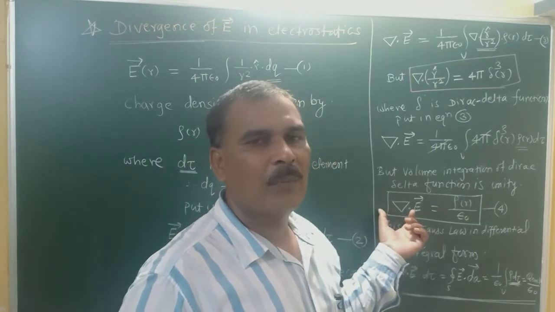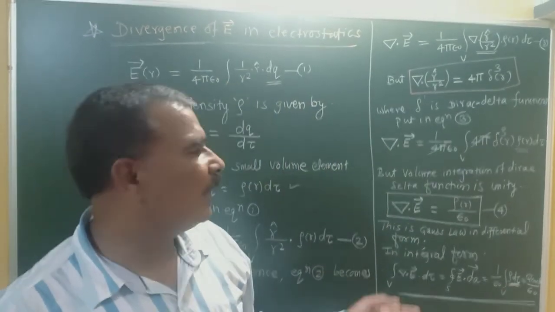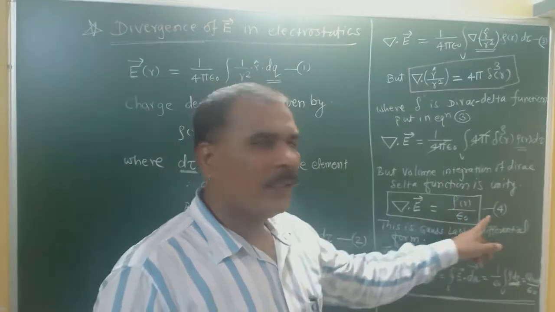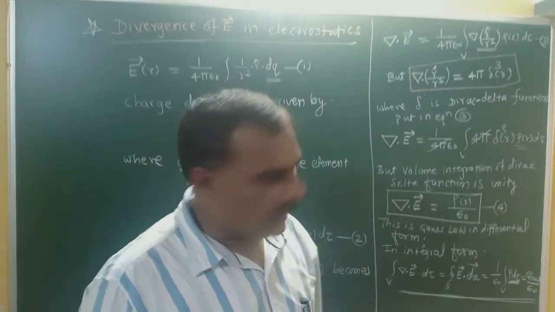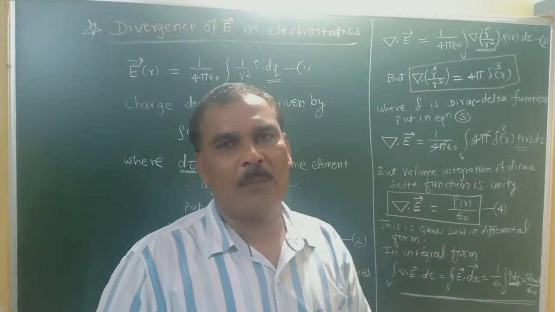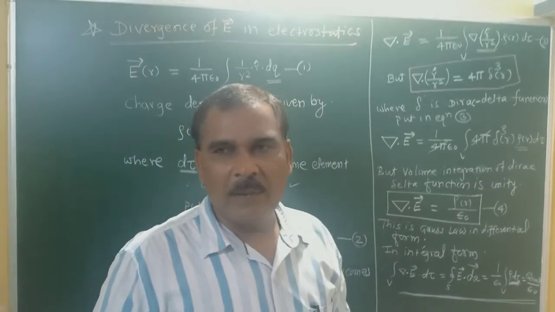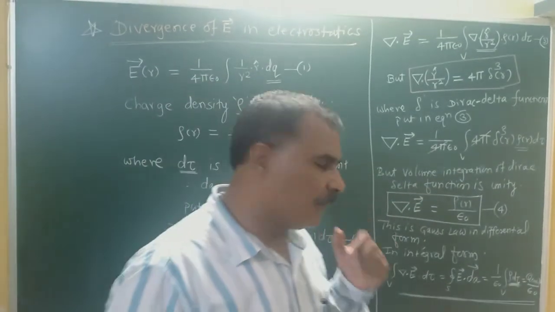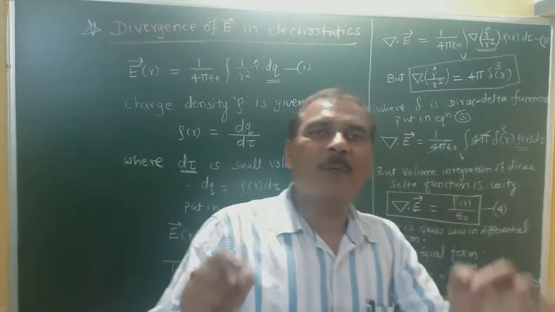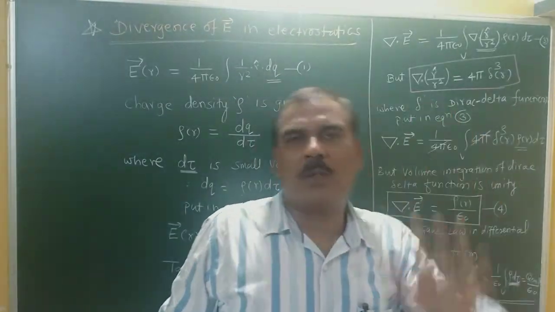After that, we substitute this and get equation number 4: divergence of E bar is equal to rho of r upon epsilon 0. This equation number 4 is called the Gauss law in differential form. Now, what do we consider for the Gauss law in integral form? We have divergence of E bar equal to rho upon epsilon 0, a very popular form called the differential form of Gauss law.